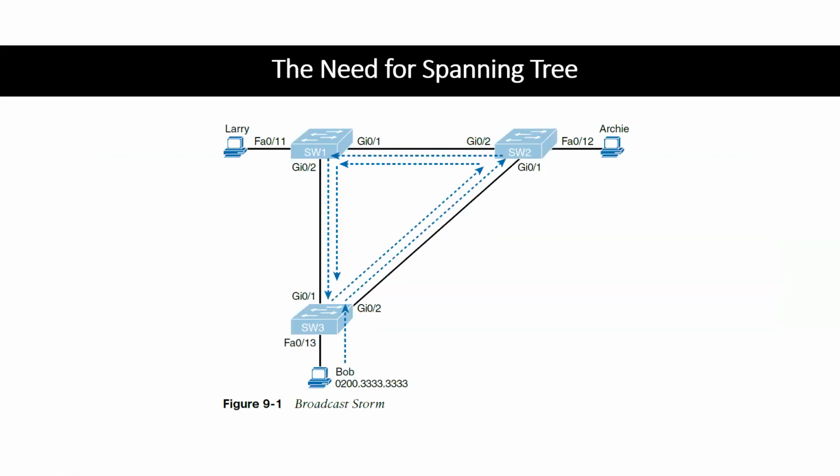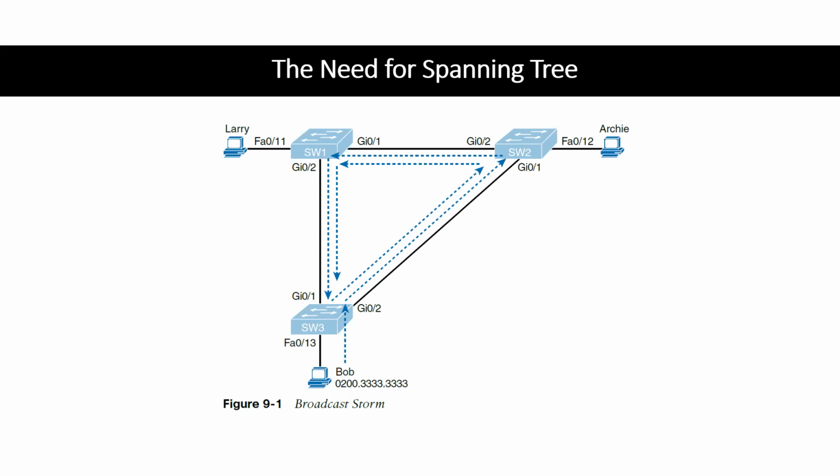Okay, so let's talk about this diagram. We have Bob. He's trying to reach out and talk to Archie, and you see that Bob is sitting off of FastEthernet 0/13, off of switch 3. And switch 3 has redundant connections to all the switches. It has a connection to switch 1, a connection to switch 2, and switch 2 has a connection to switch 3 and switch 1, and switch 1, same thing.